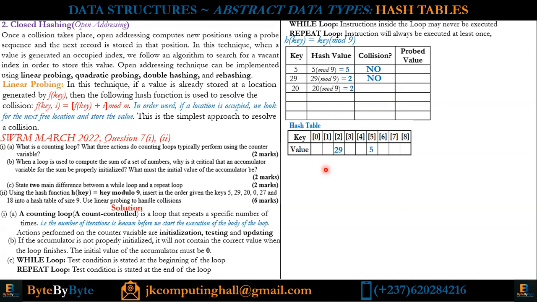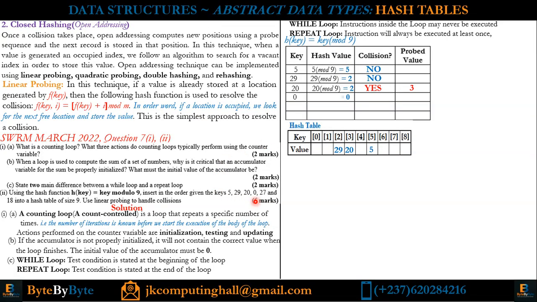The next is 20, and 20 mod 9 is 2. But we see that 2 is already occupied. So is there a collision? Yes. And if there is a collision, what do we do? We should use linear probing to handle the collision. As we saw here, once there is a collision, to handle it using linear probing, we store the value in the next empty location. Since 2 is occupied, the next free location is 3. So that will be the probed value, as you can see, dear students. So this is where 20 is going to be stored.